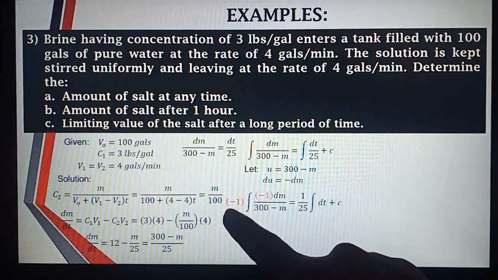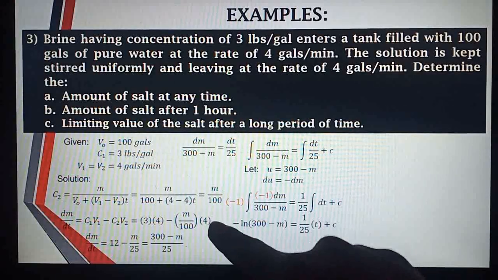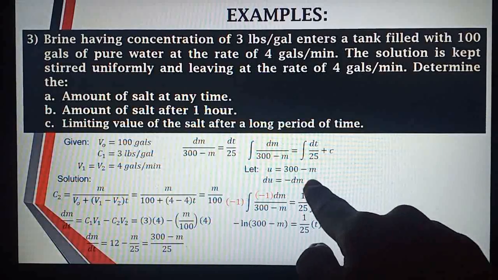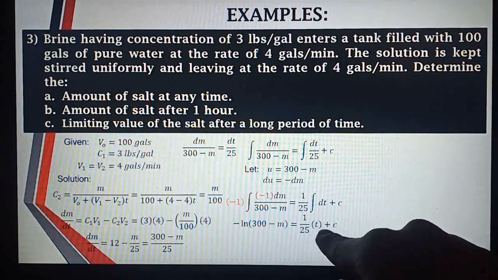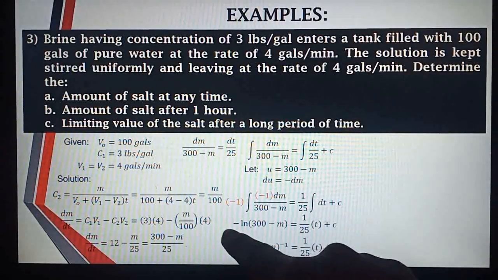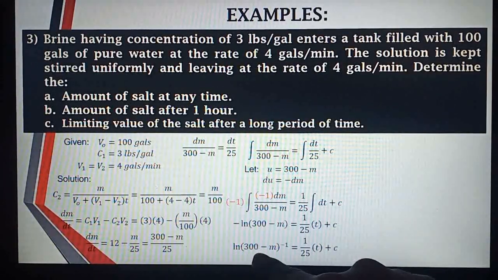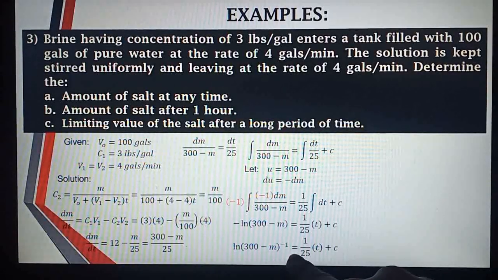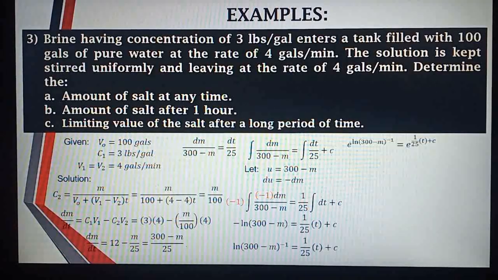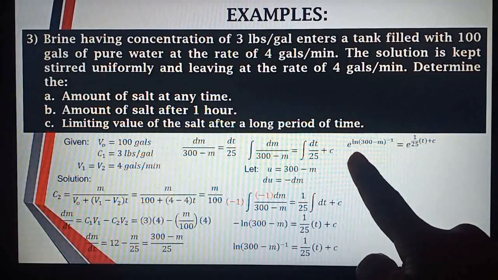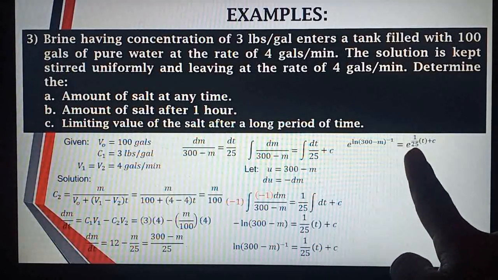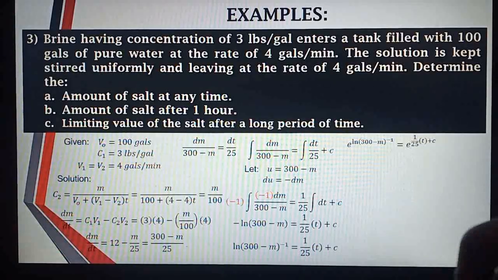You will now have negative of the ln of u, which is 300 minus M, equal to this side, 1 over 25 multiplied by t plus c. Then negative 1 becomes an exponent, that is ln of 300 minus M raised to negative 1 equated to 1 over 25 t plus c. Then, taking the exponential of both sides, you will have e raised to ln of 300 minus M raised to negative 1 equated to e raised to 1 over 25 multiplied by t plus c.